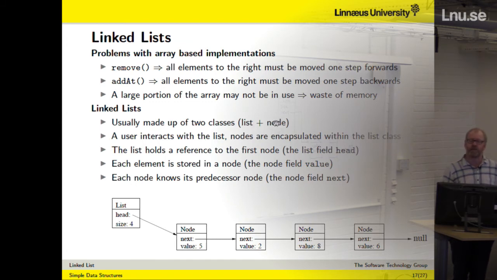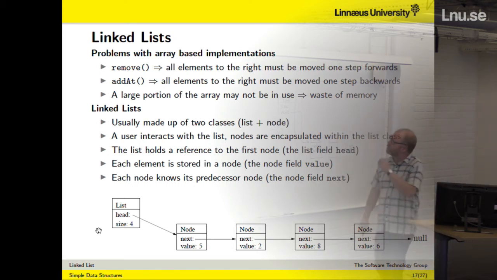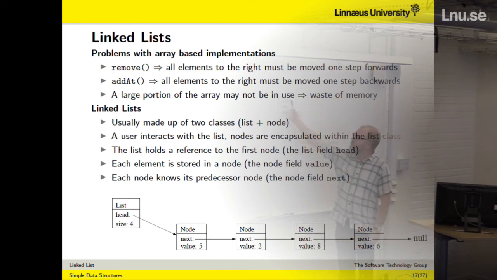We have the list and we have the node. The basic idea is shown up here, but I've also sketched it here on the whiteboard. The list class and the node class are the two building blocks. The user, the one who is using the list, will only interact with the list class. The list class has the add method, size method and the remove methods. Internally, it keeps track of the size, that means the current number of elements, and it keeps track of the first element in this chain of nodes.